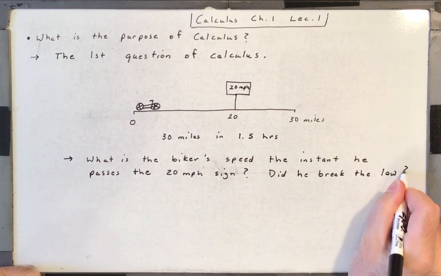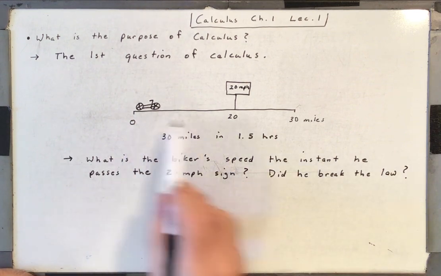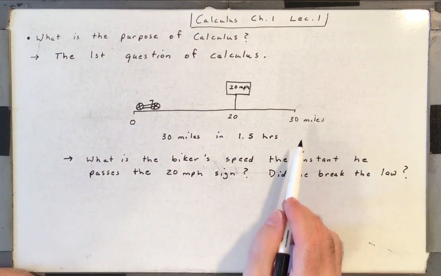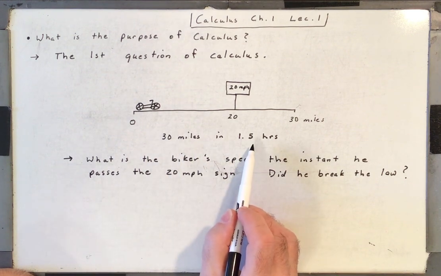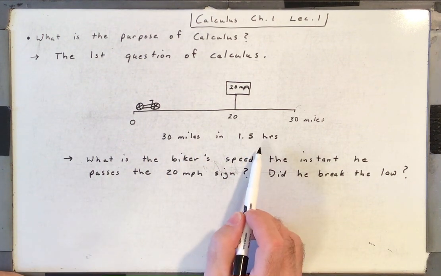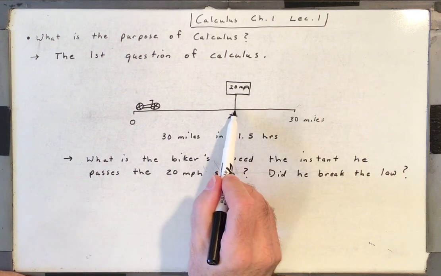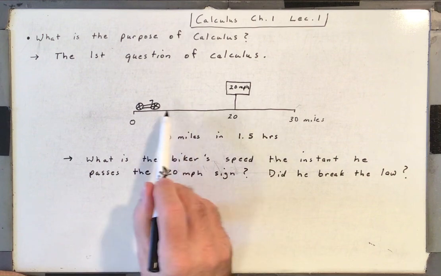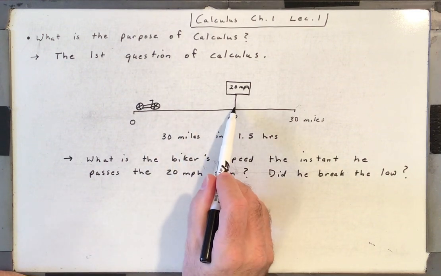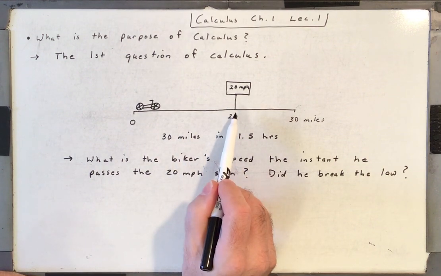So we're not asking what's the average speed. That'd be really easy to get. You would just take 30 miles divided by 1.5 hours and you get 20 miles an hour, right? We want to know what's his speed, but his speed could go faster, slower. He could speed up, slow down. What is the exact speed at the 20 mile an hour sign?